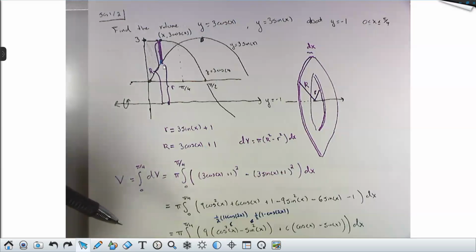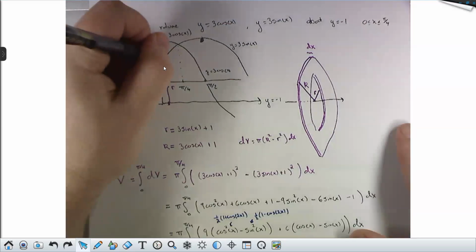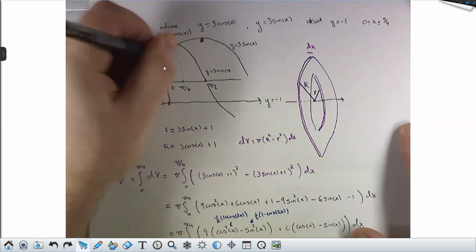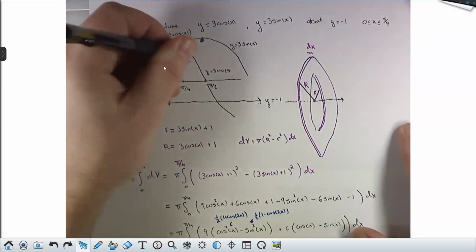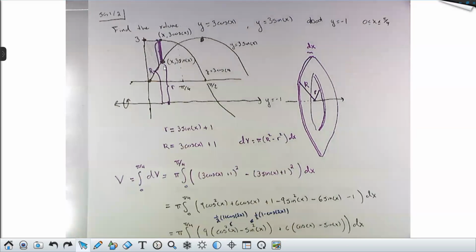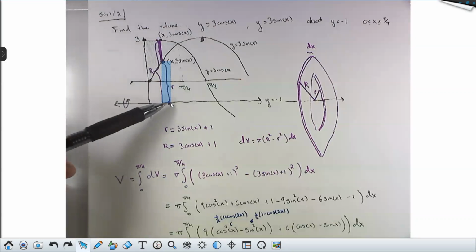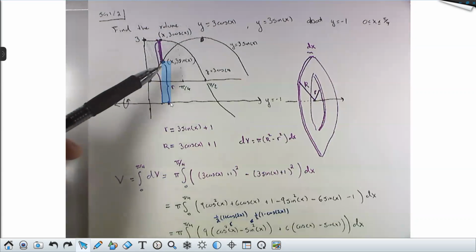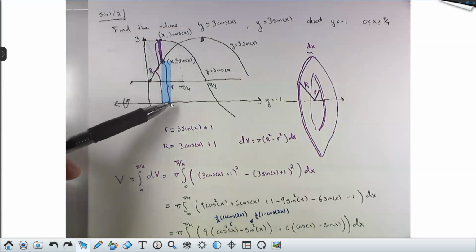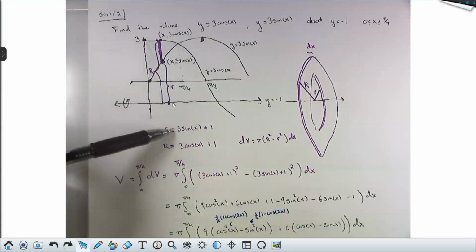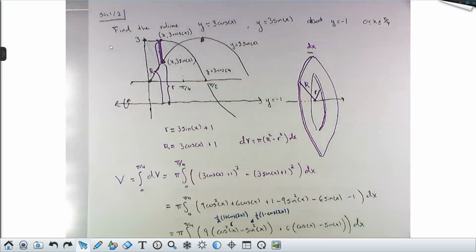And the same sort of thing for the inner radius. This point right here is (x, 3 sin x), because we're along the curve y equals 3 sin x there. So what is this little distance here? Well, it's the y value at the top minus the y value at the bottom. So that's 3 sin x minus -1, or 3 sin x + 1. Does that help with the radii?